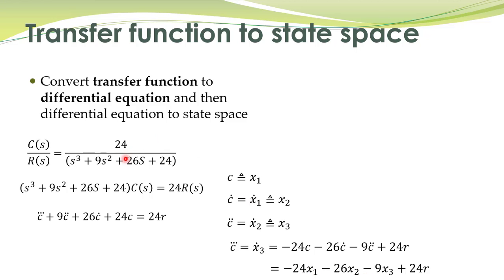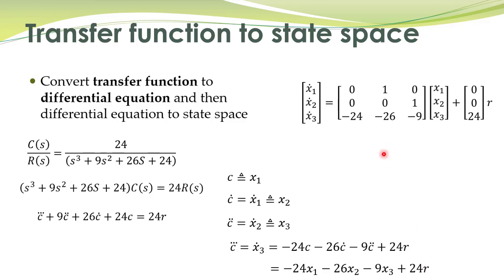So we have converted the transfer function into a differential equation, and then this third order differential equation is now converted into three first order differential equations. Here is the first differential equation, x1 dot is equal to x2, x2 dot is equal to x3, and x3 dot is given by this expression. So we have these three first order differential equations, which can also be written in matrix form, that you all know how to write in matrix form.